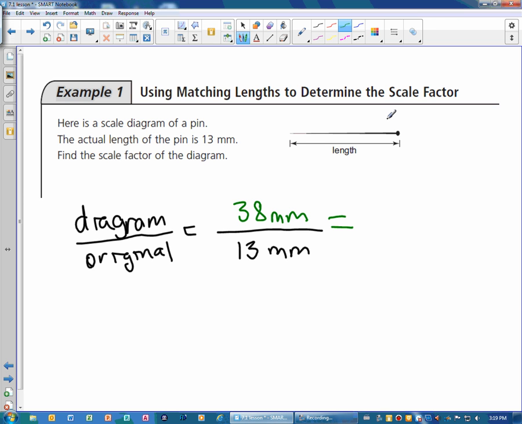Now we know that this picture is bigger than what a pin actually is, or else it would be a pretty big pin. So when we take 38 and we divide by 13, we get roughly 2.9. And that makes sense. 13 millimeters is only 1.3 centimeters. That's not very big. This is clearly bigger than 13 millimeters. So it makes sense that it's being magnified about 3 times. So you can put 2.9. It was 2.92 on the calculator, but you can round it off to 2.9. So the length on the diagram divided by the length of what it really is.